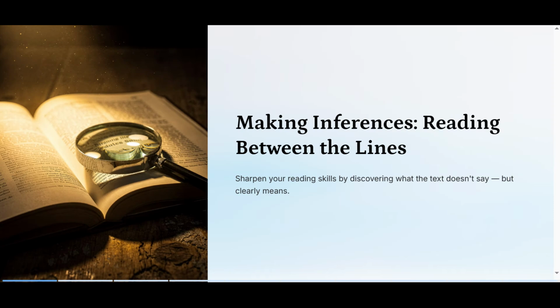In today's lesson, we're going to learn about making inferences, reading between the lines. So let's get started.